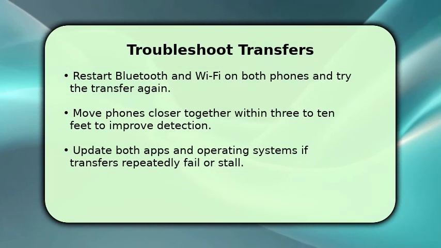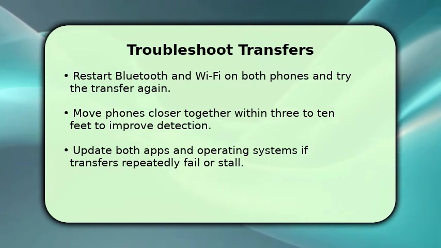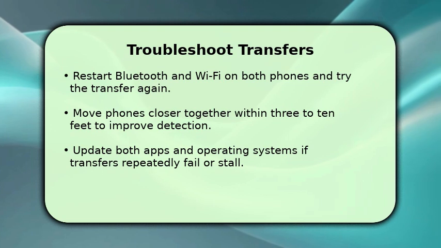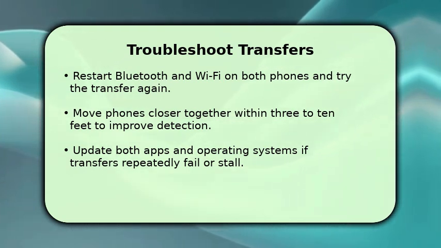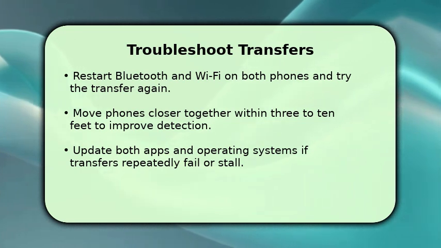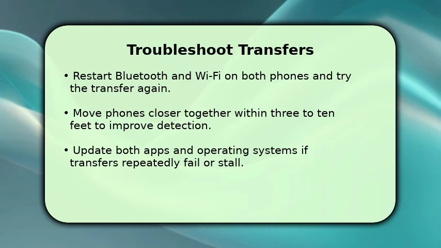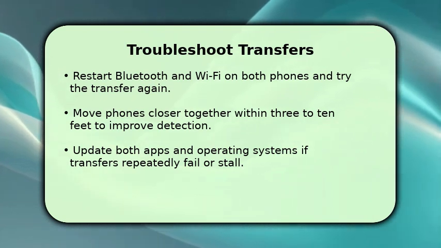If transfer fails, toggle Bluetooth, Wi-Fi, and location off and back on for both phones. Restart the Nearby Share app or reboot the devices to clear temporary connectivity issues. Move the phones closer together within 3 to 10 feet and remove obstacles between them.